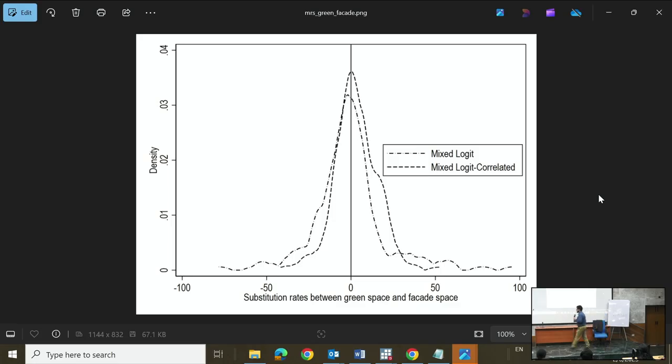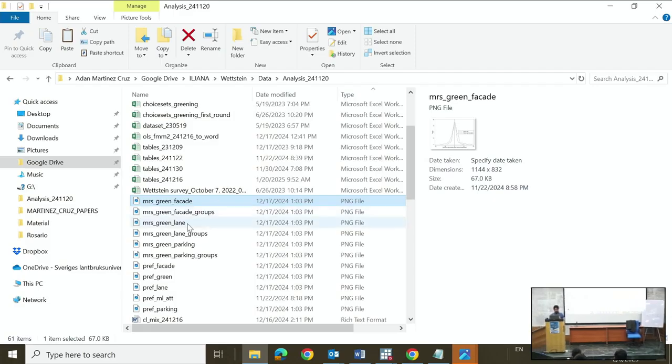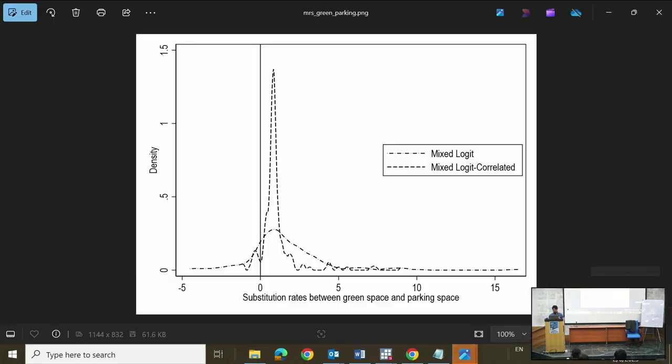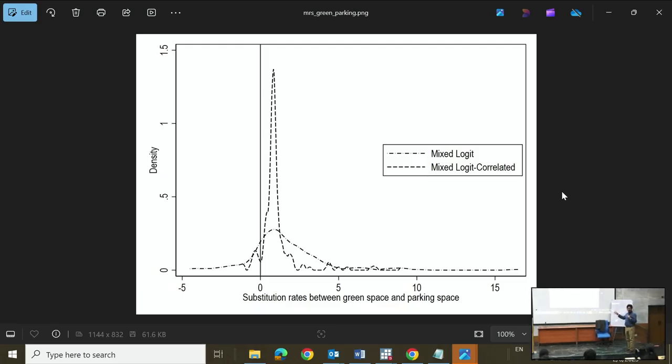Let me present the other one and we interpret the parking. Parking. Clearly there, the highest percentage of the density is in the right. There, people are willing to trade there.